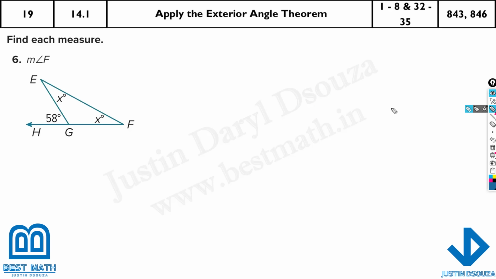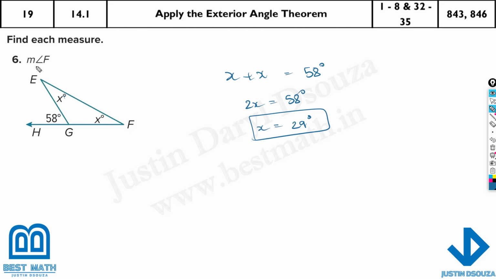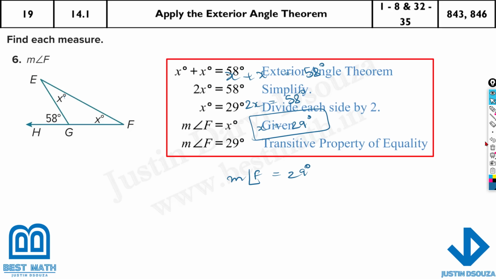Now here as well we'll use the exterior angle theorem. We have x and x. So x plus x is equal to, I'm not writing in triangle and everything, I'm just writing to the point now. That's 58. So 2x is equal to 58 degrees. X will be equal to 29. Now x is 29, x is 29. What do you want to find? Measure of angle F. That is equal to 29 degrees. That's it. So that's how we solve it. Very simple problems.